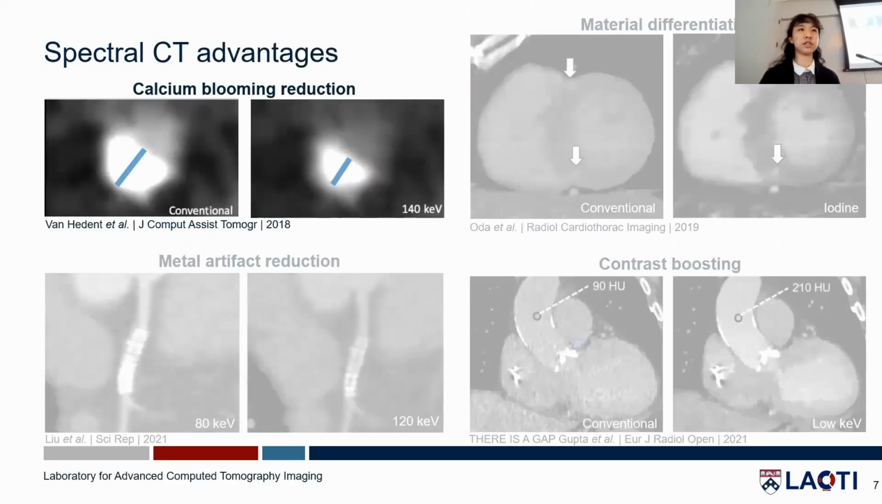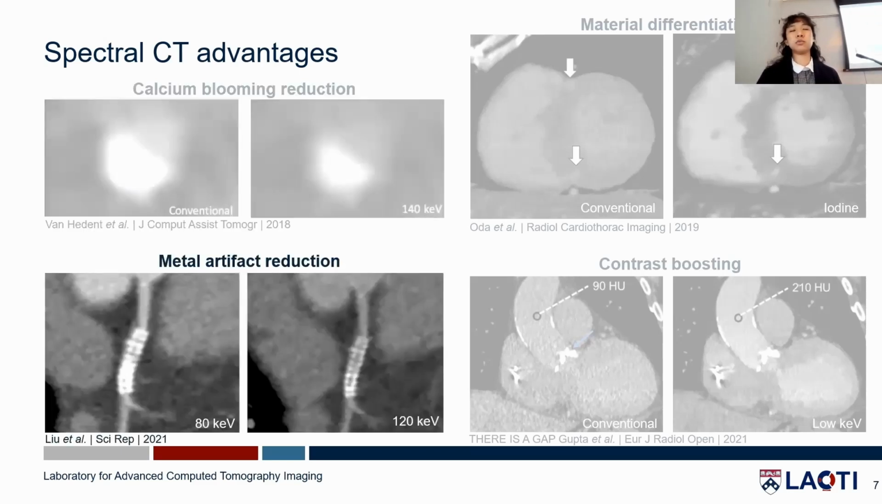Some of the advantages associated with spectral CT that are helpful for cardiac CT include reduction of calcium blooming artifacts. So here you can see on the left a conventional image, and on the right a virtual monogenic image at 140 keV, and you can see a drastic difference in the size. The estimated size for this plaque is more closely represented by the virtual monogenic image at 140 keV in comparison to the conventional image.